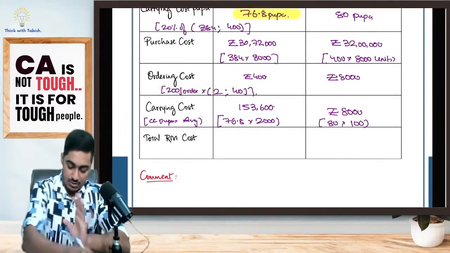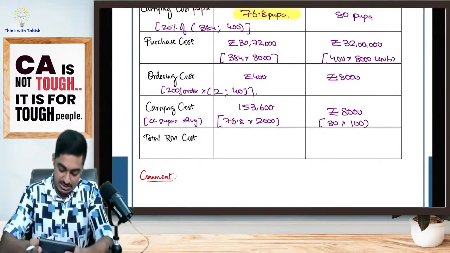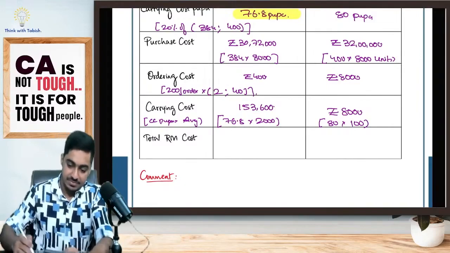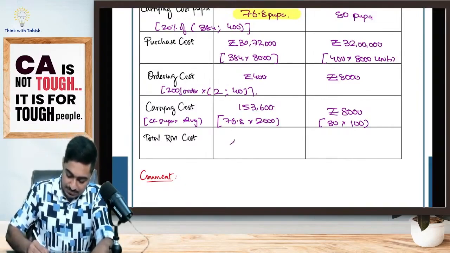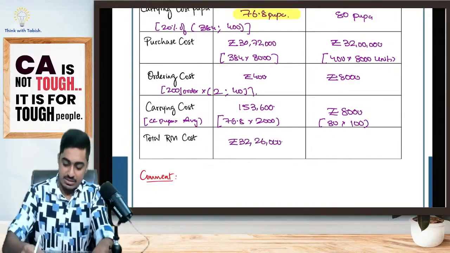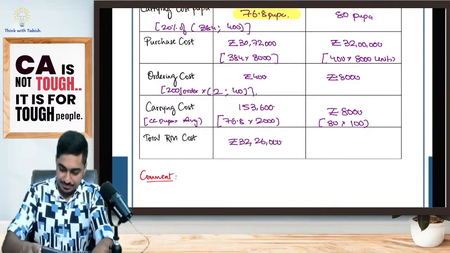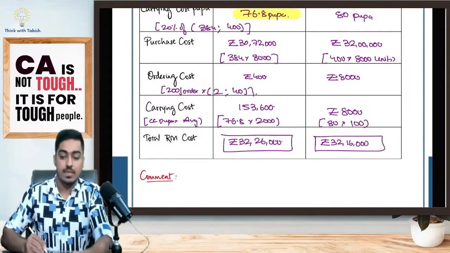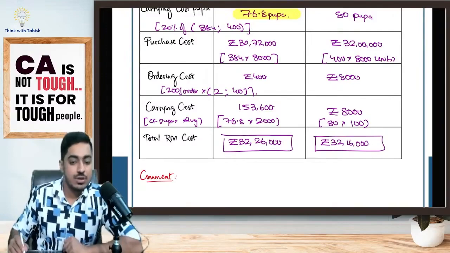So tell me what is the total cost, students? 30,72,000 plus 400 plus 1,53,600. Is it 32,26,000? And this is 32,16,000. Yes or no, everyone? Perfect.